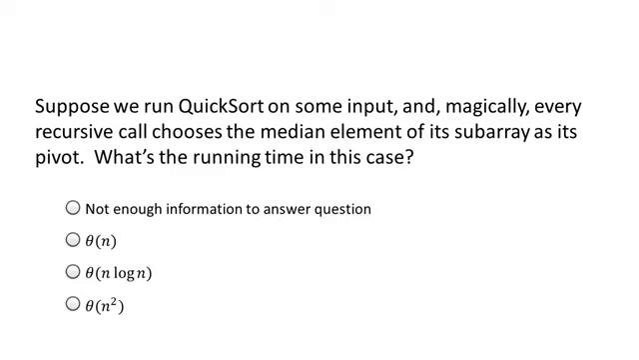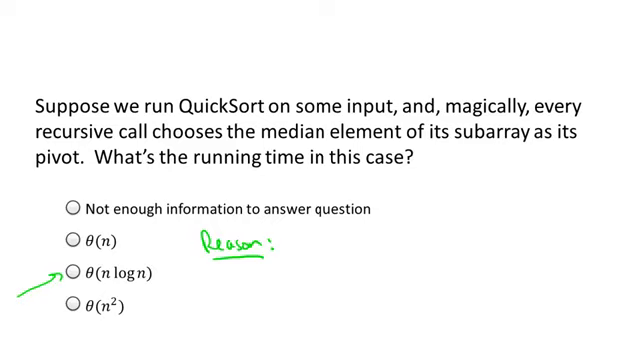So the answer to this question is the third option. The answer is it runs in n log n time. Why is that? Well, the reason is that then the recurrence which governs the running time of quicksort exactly matches the recurrence that governs the merge sort running time, which we already know is n log n.